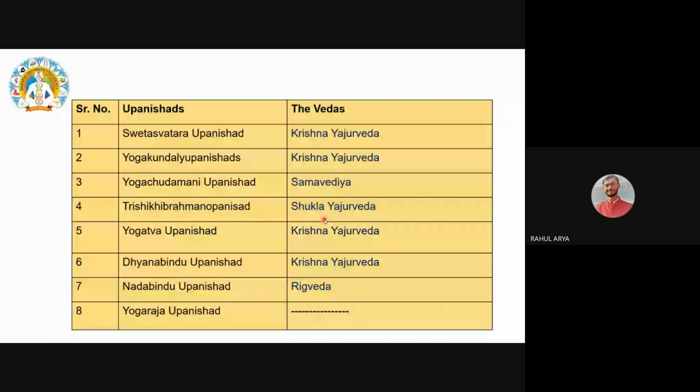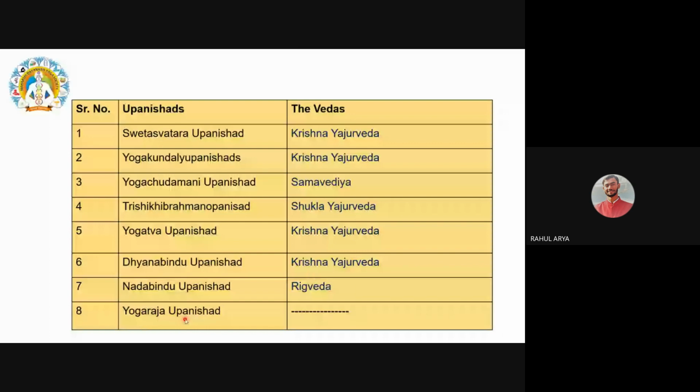Yoga Chudamani Upanishad is related with Samaveda. It is not Vidya, it is Veda, okay? Trishikhi Brahmana Upanishad is related with the Shukla Yajurveda. Yoga Tattva Upanishad, Krishna Yajurveda. Dhyana Bindu Upanishad, Krishna Yajurveda. Nada Bindu Upanishad, Rig Veda.